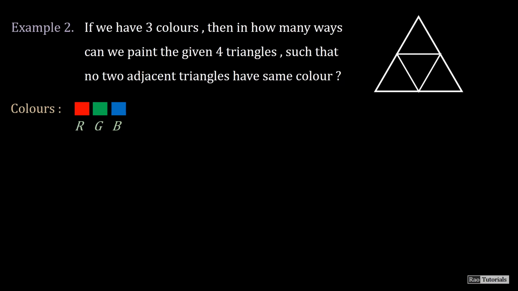Okay. We have 4 triangles and only 3 colors, so obviously we cannot have a different color for every triangle. We have to repeat color, but we need 2 adjacent triangles to be of different colors. Suppose we color this triangle as red, this triangle as green, and then this triangle as blue. Then we will have no way to color this center triangle as it is adjacent to all 3 triangles and so cannot have either of the 3 colors.